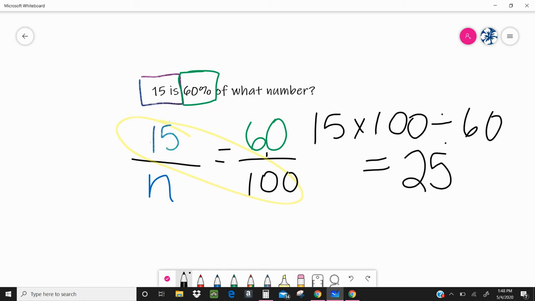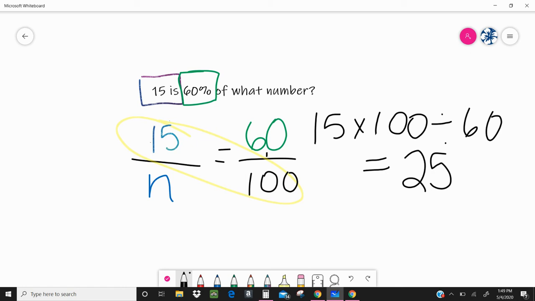All right. So again, if I want to use my little M&M strip and say I need 15 blue M&Ms and they need to be 60% of my total, how many M&Ms am I going to need? I'm going to need 25 because that's what 60% of 25 is.